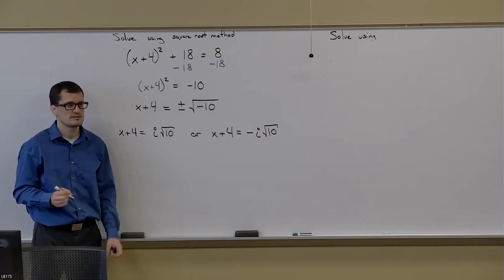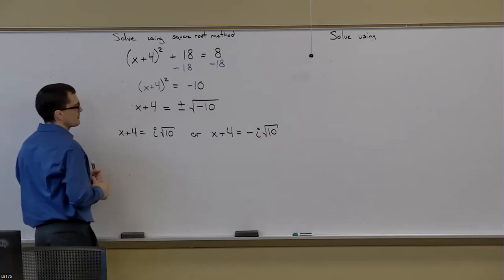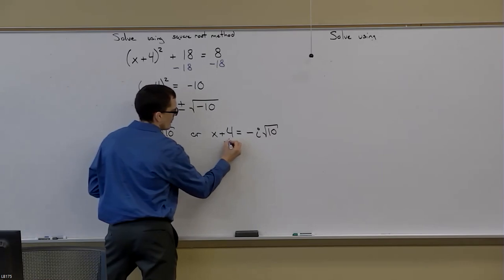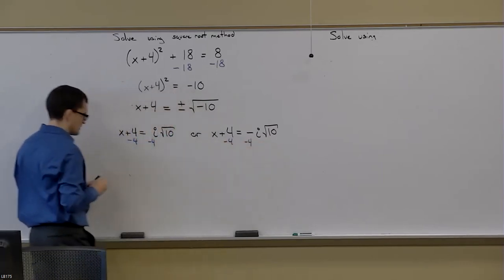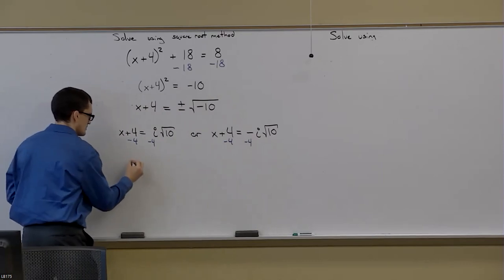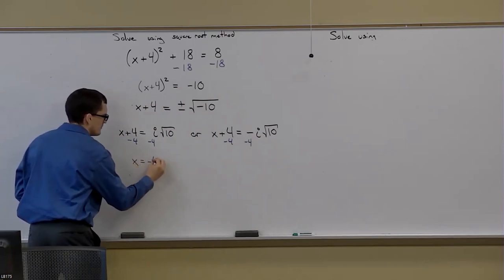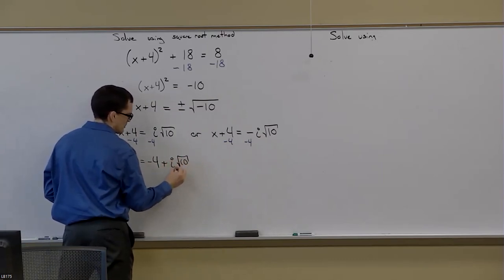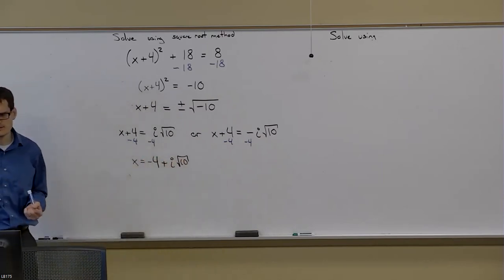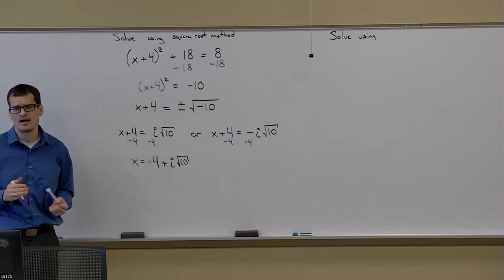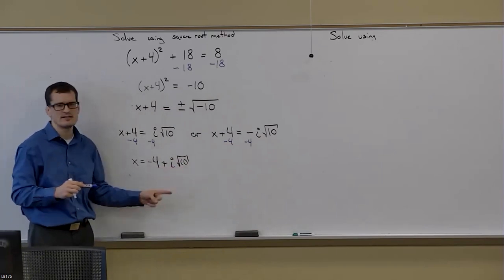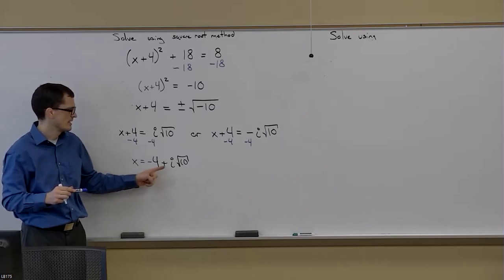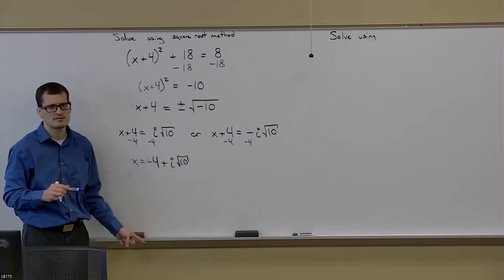Does that make sense? Now, when you subtract 4 from both sides, you are getting negative 4 plus i times root 10. Some people would write the root 10 first. Doesn't really matter. You can write root 10 times i or i root 10. I usually like to write i root 10 because then I know the i is not underneath the square root. It's easier to see.